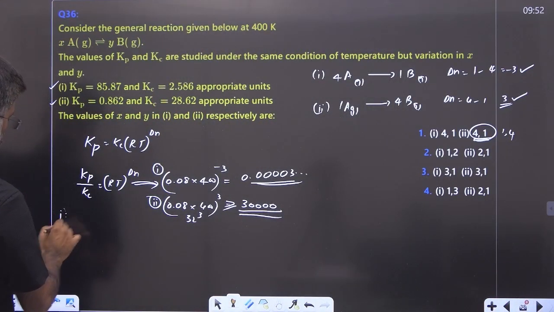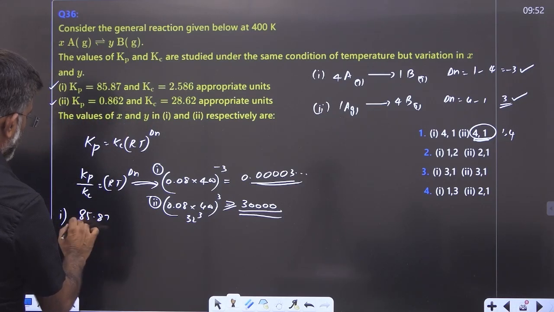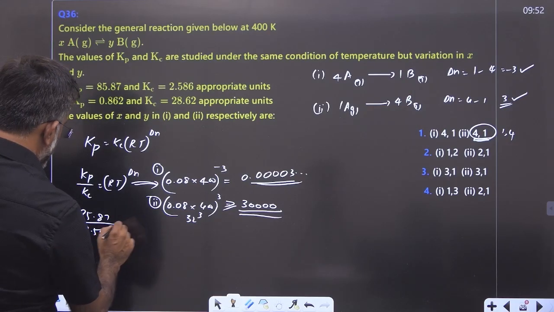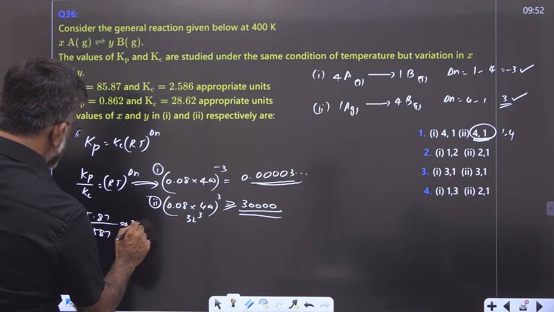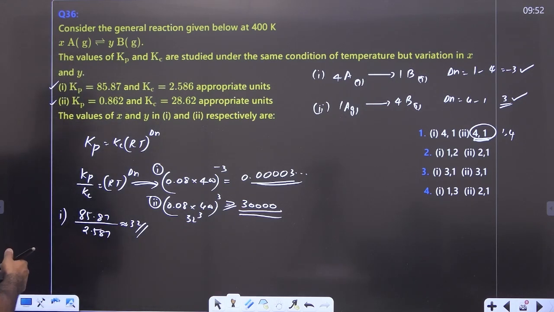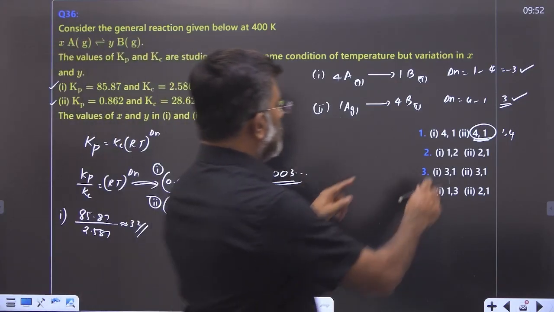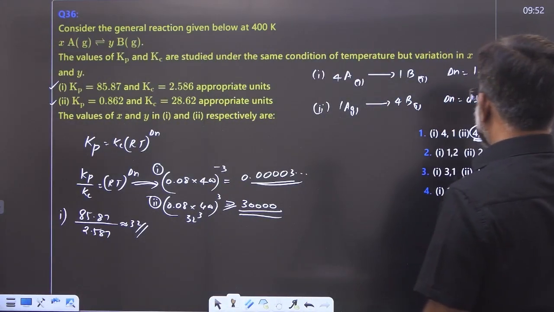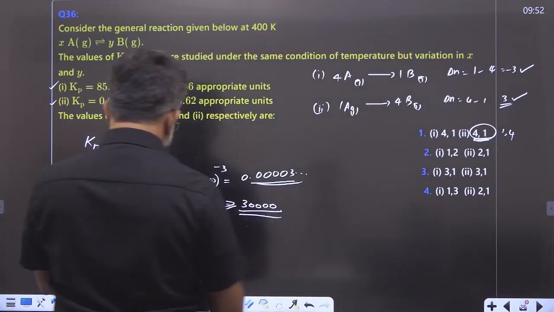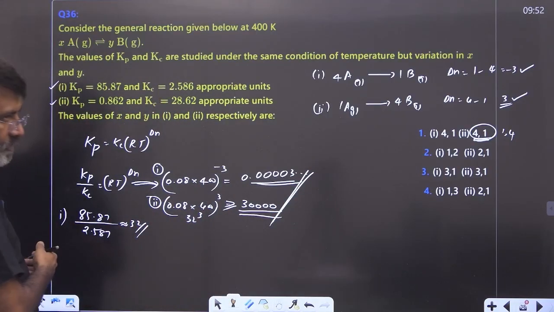For example, in the first one, Kp by Kc: 85.87 divided by 2.587. This is nearly 32. That is the first case. Suppose I am considering these two inverted, 1-4 and 4-1. Matching with this, see, 32 and 30,000. Anyway, these two values are never matching with this.